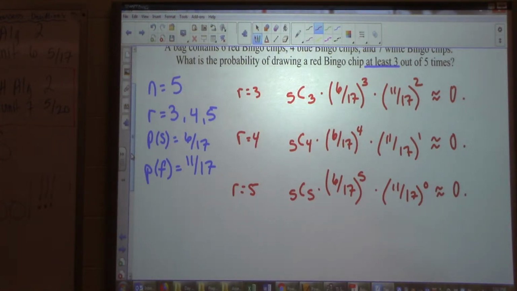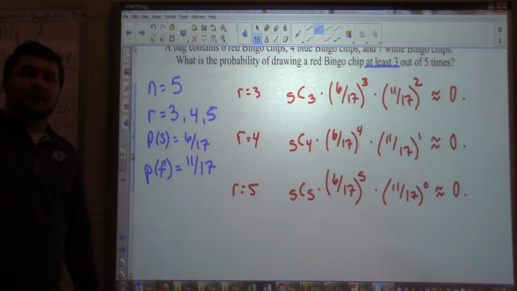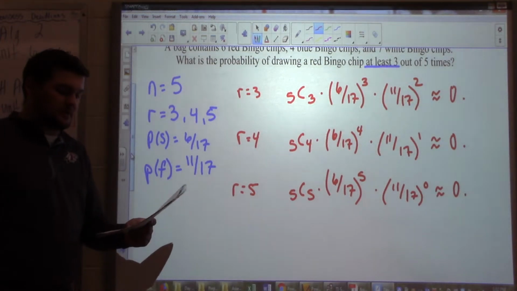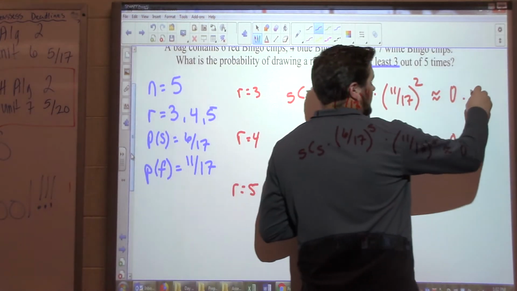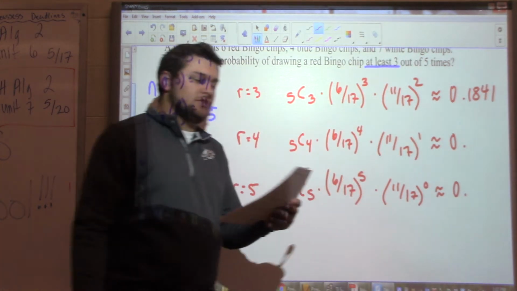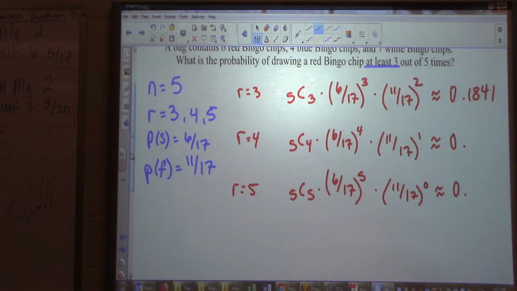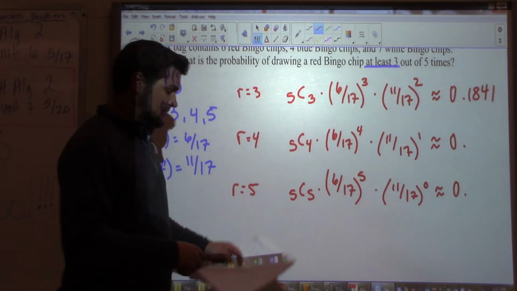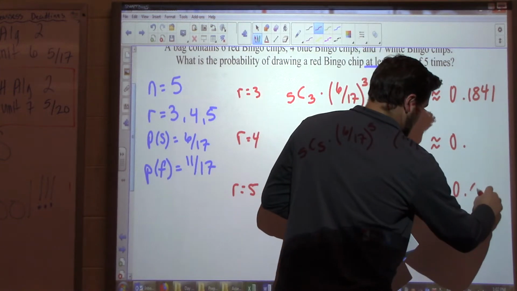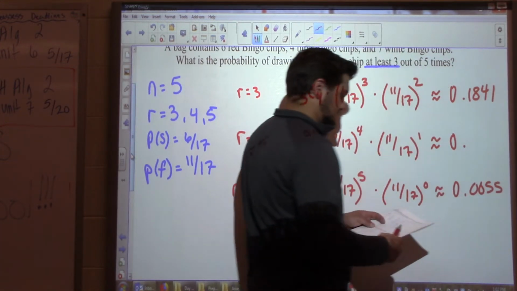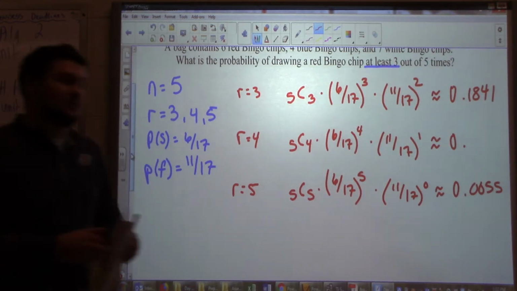Did anyone do the first one where r equals 3? No one? Dom, did you do it? What'd you get for that first one for a decimal? 0.1841. Good. Stetner, did you do the second one? No. So you can do it in your calculator right now, so you get good practice, make sure you're doing it correctly. Colton, did you do the third one? Yeah. We'll go to that one since we're waiting on Stetner. 0.0055? 0.0055. 0.0502. Thank you, sir.